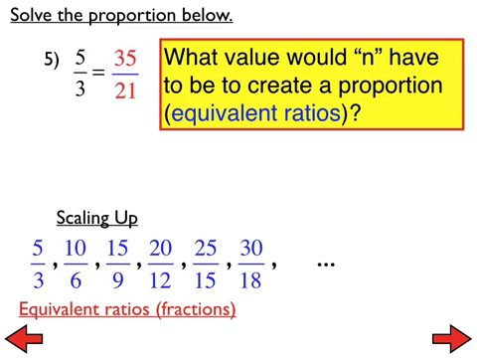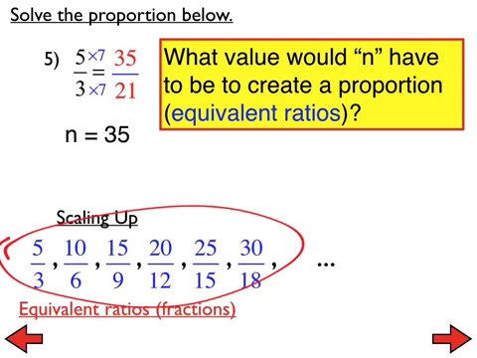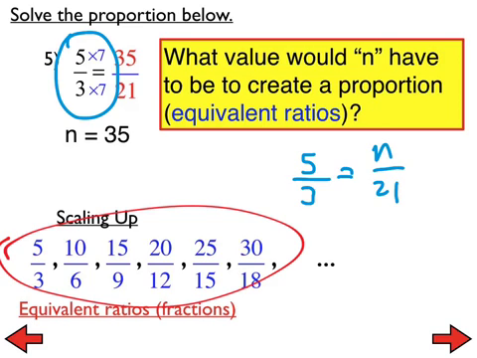The second way to do it is to realize that 3 times 7 gives me 21. So the top number also has to multiply by 7, which gives me 35. If you want to do the scaling method, this is your work on your homework. If you want to do the other method, your work needs to have this part. So again, your problem looks like this. 5/3 equals n over 21. Your work needs to look like this.